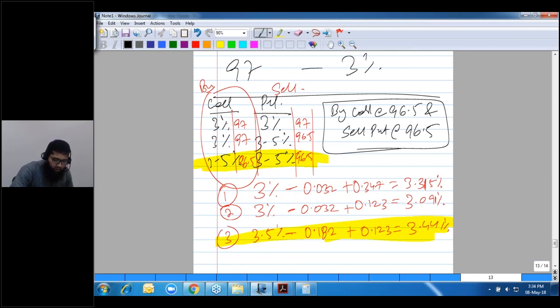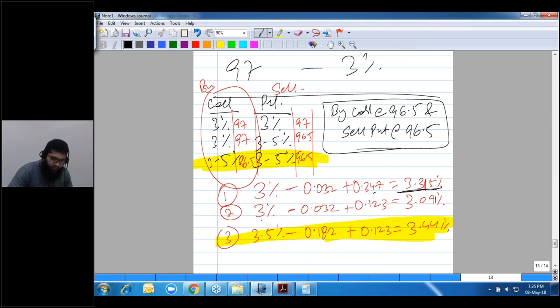So if we have a call at 3%, the 3% is the inflow, the interest that we'll get. At the same time, in order to obtain this 3% interest, you need to buy a call at 97. The 97 call has a premium of 0.032, so you need to pay 0.02. And then you need to sell a put. If you sell the put at 97, you will receive a premium of 0.347. So you would end up standing at a net of 3.315%.